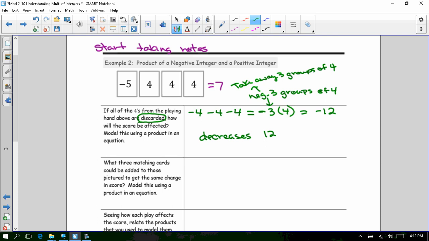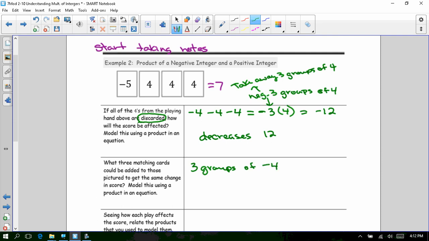All right. What 3 matching cards could be added to those pictured to get the same change? What if instead of doing take away 3 groups of 4, what if I want to take away positive 3 groups? Or I want to add 3 groups? What if I said let's add 3 groups, but I still want it to be negative 12? I could take away, or I could have 3 groups of negative 4.